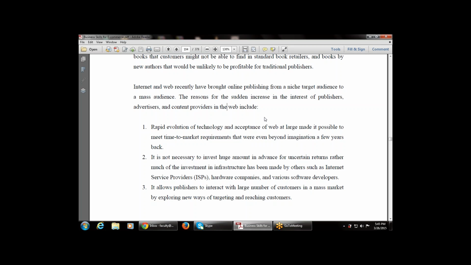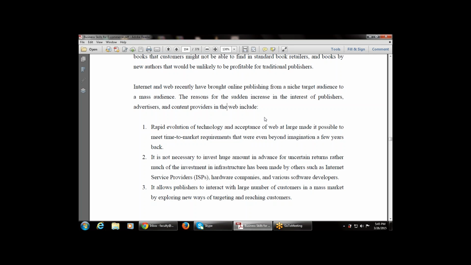It is not necessary to invest a huge amount in advance for uncertain returns, since much of the investment in infrastructure has been made by others such as internet service providers, hardware companies, and various software developers. These are the various reasons why online publishing is in demand.